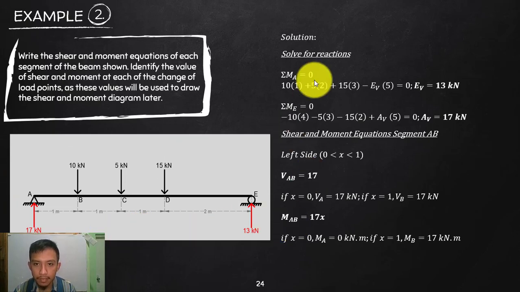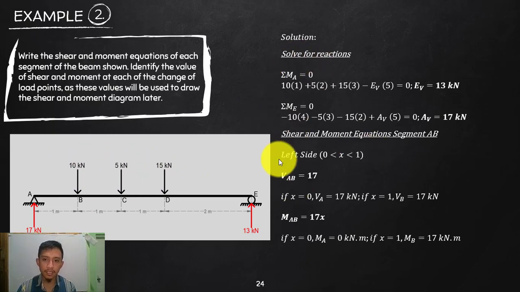Okay. So let's start with solving the reaction. Take a moment at E, you will end up with reaction at A of 17. You can check the algebra of this. This is just algebra. Summation of moment at A will give 13, and then check that one, 17 plus 13 will be the same as this, which is 30. So we are good.